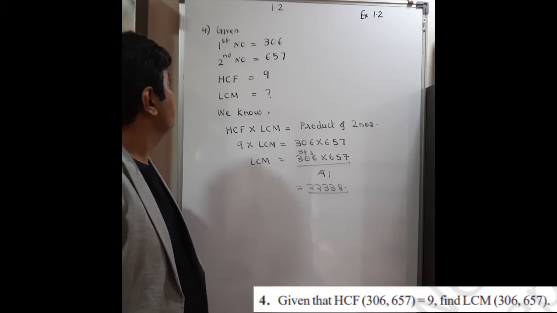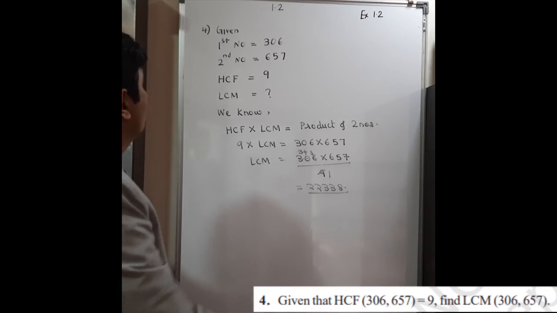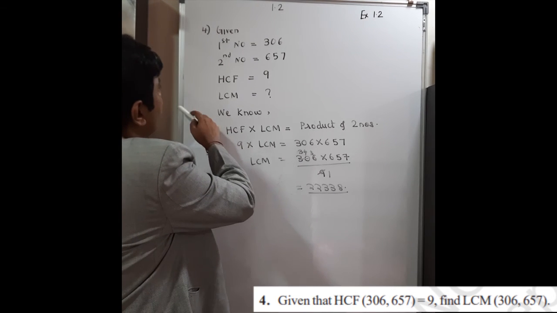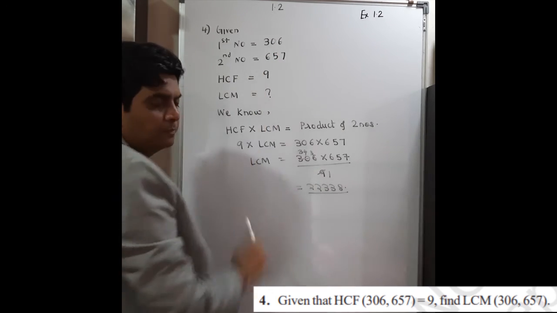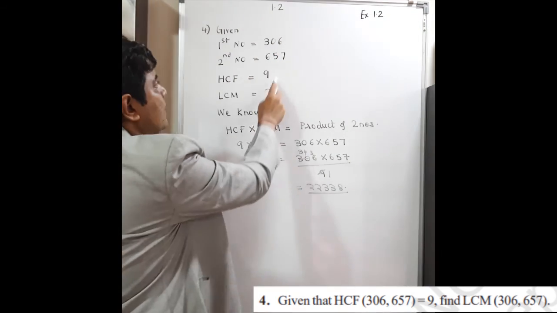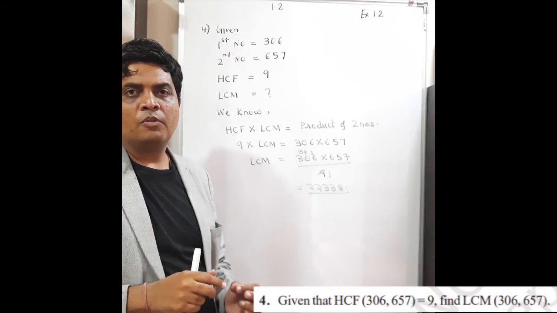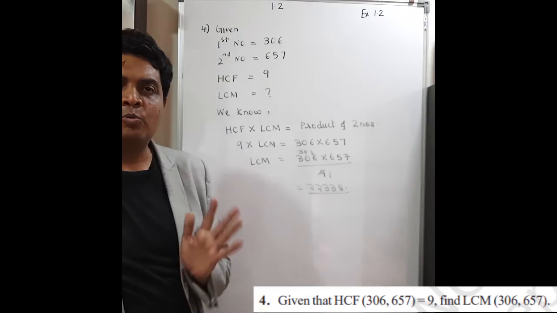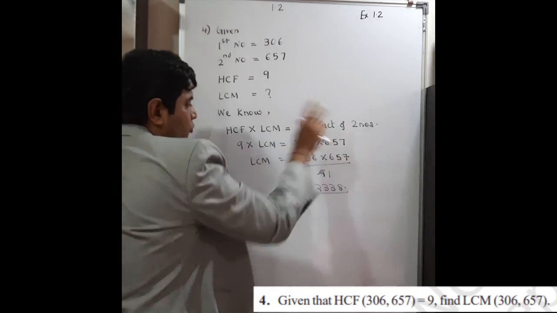Now let us look at question number 4 of exercise 1.2. What is given? That the HCF of 306 and 657 is 9. We have to find the LCM of the two numbers. Now we know the formula. What is the formula? For two numbers, HCF into LCM is the product of two numbers. Proper? So you have HCF into LCM is the product of two numbers.